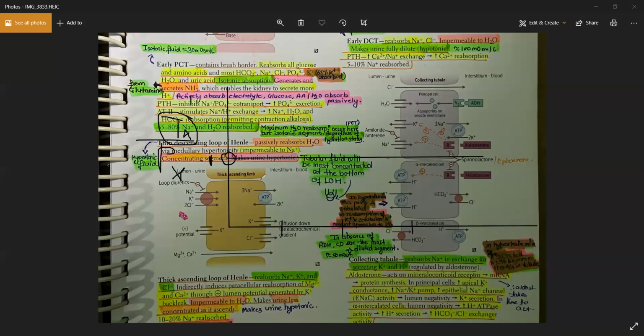Now let's talk about the glucose. This is the PCT. This is the descending loop of Henle. This is the ascending loop of Henle. This is the DCT. And this is the collecting duct. Now let's talk about the glucose first. You guys already know that glucose is 100% absorbed in the PCT, right? In a normal person, right?